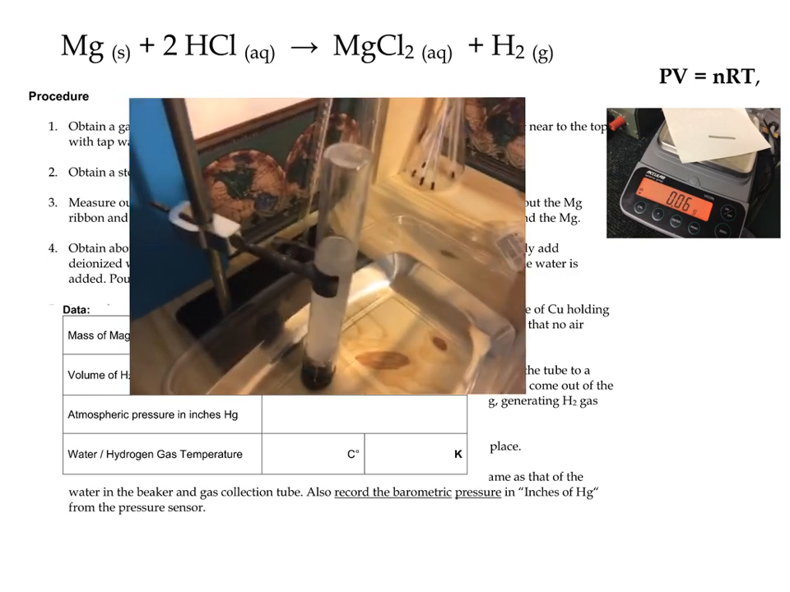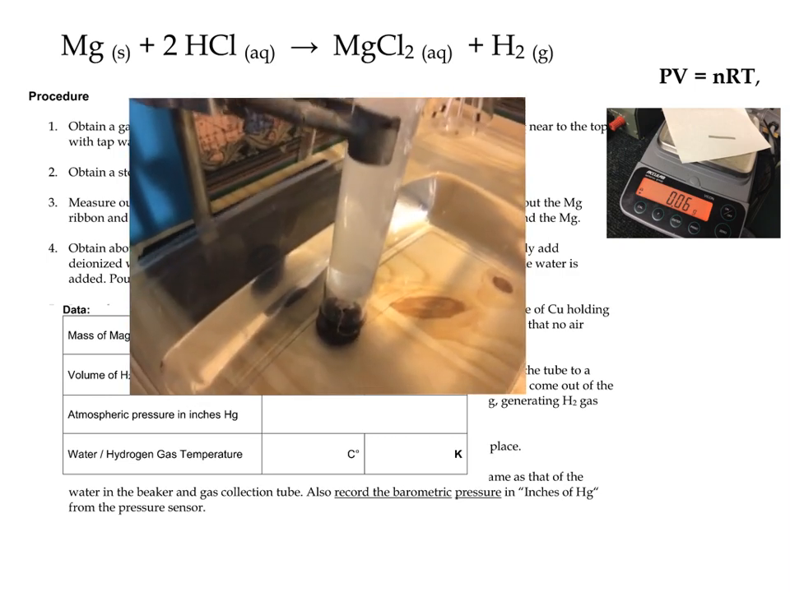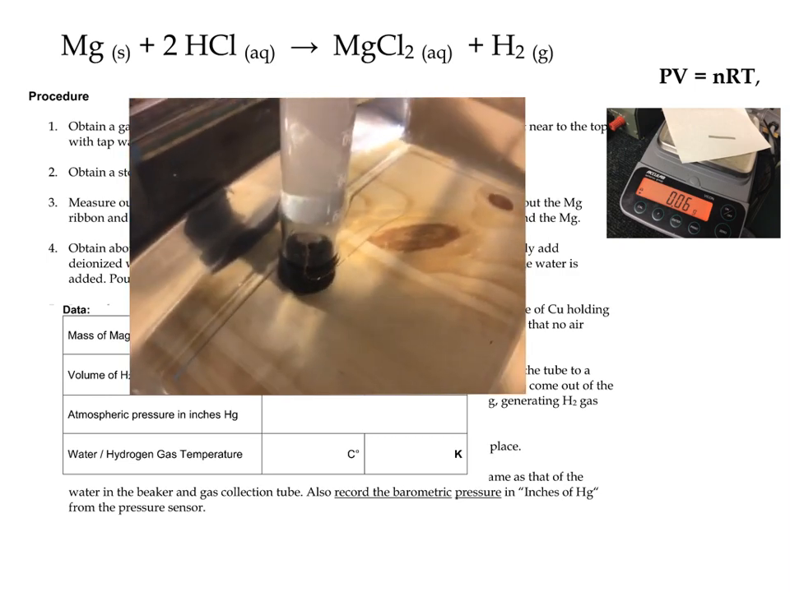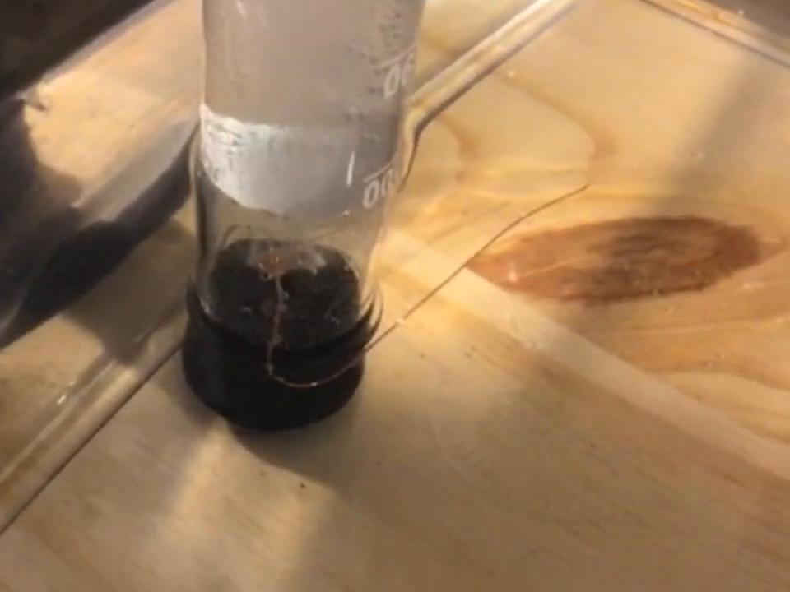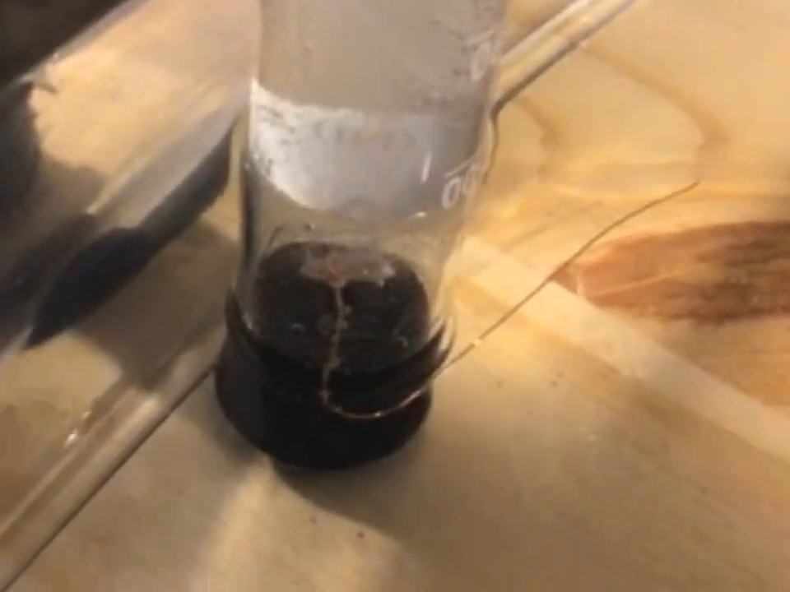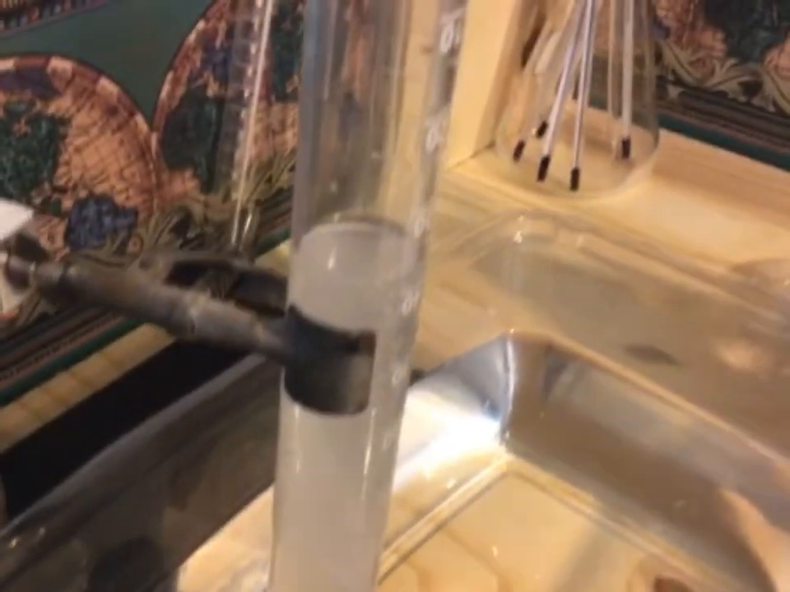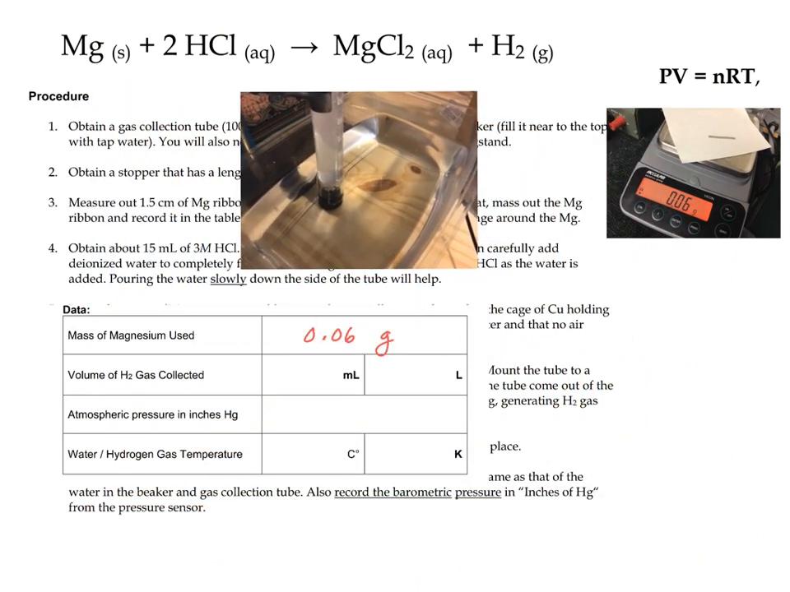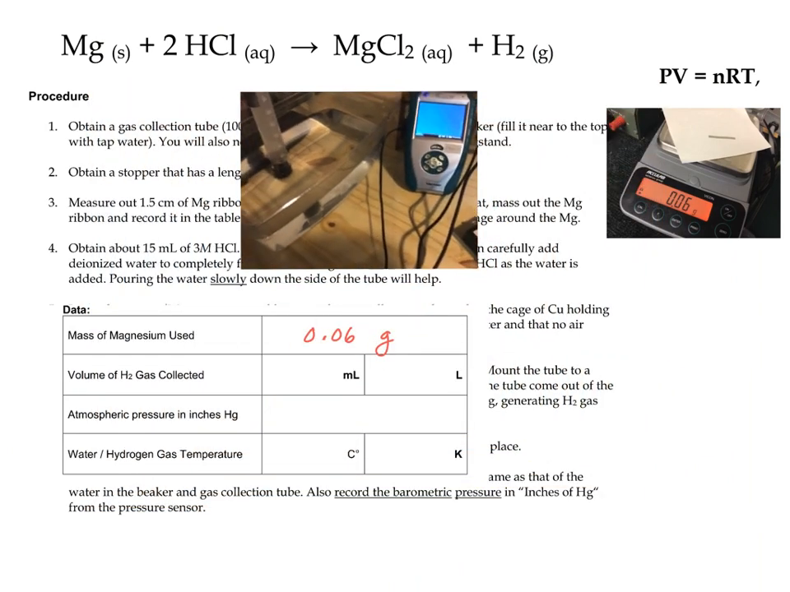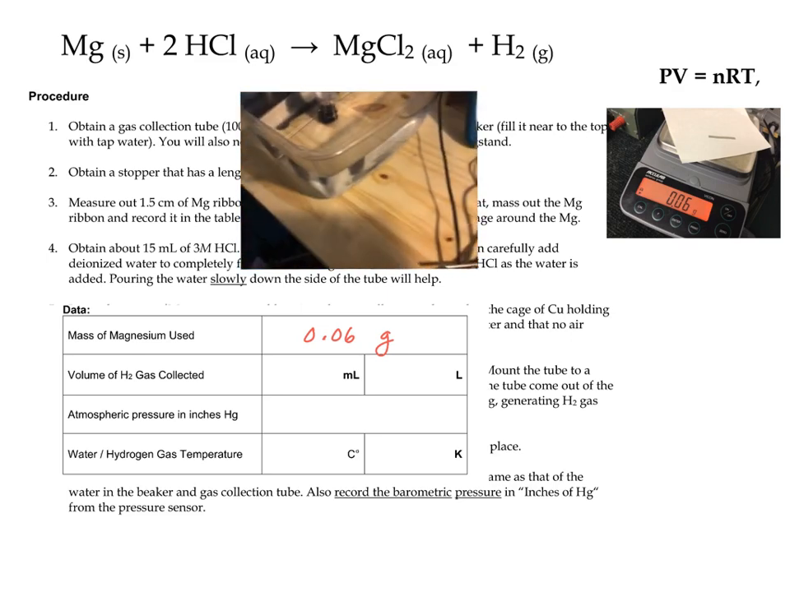Now our graduated cylinder is clamped in so as not to tip over. The reaction is still going. It's been going for about 10 minutes. The magnesium is disappearing and hydrogen gas is forming. Now while we're waiting, let's make a few other measurements here. We have to measure the atmospheric pressure.